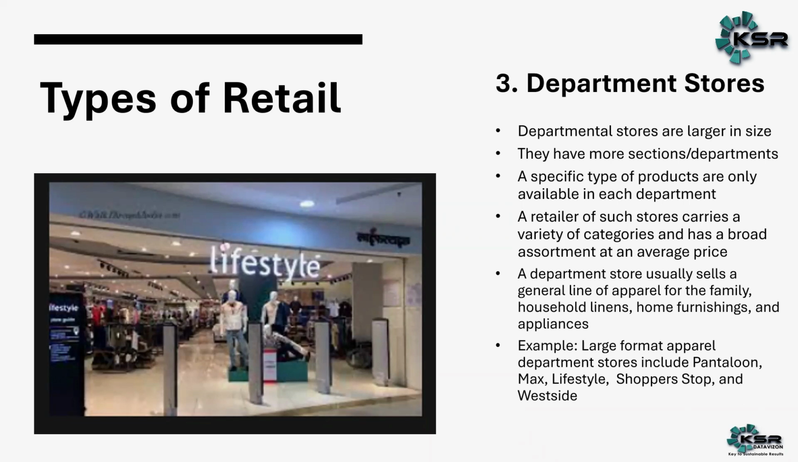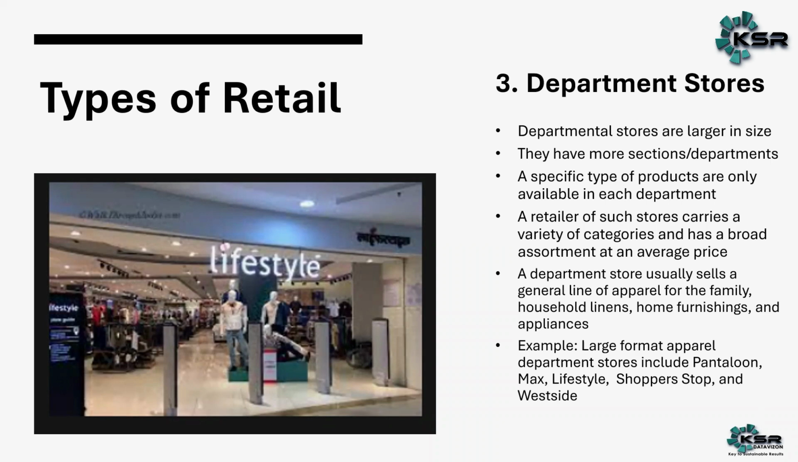People usually go to these stores because of the ambience. The kind of ambience they have maintained is really, really good, and they predominantly target family-type customers, or young customers who want to try new things and are more towards the fashion side. So departmental stores usually sell apparel items for the family or household items. They also sell home furnishing items and appliances.